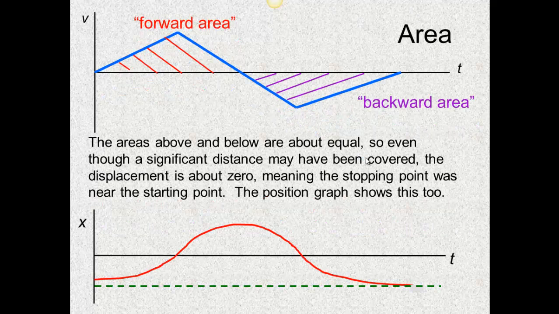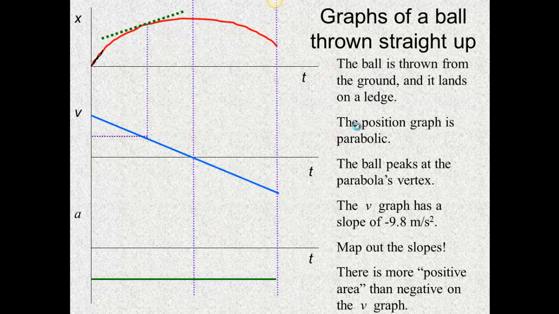So the areas above and below don't have to be equal. If they are equal, that means that you're going to have zero displacement, but you certainly would not have a zero distance travelled, would you? I'll just click through that.